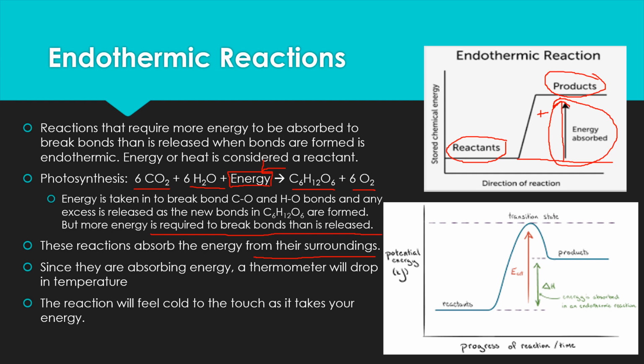Since they are absorbing energy, a thermometer will drop in temperature. And this right here is where I see a lot of students get confused. So let's think of it this way. If inside this circle is my system, my chemical reaction, a thermometer is not part of the chemical reaction. It is outside the system. So if my system is taking in energy from its surroundings, it's going to take energy from that thermometer as well if I stick a thermometer in my reaction. And therefore, my thermometer is going to lose energy and decrease in its temperature.